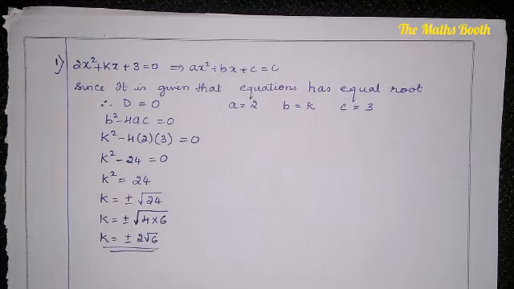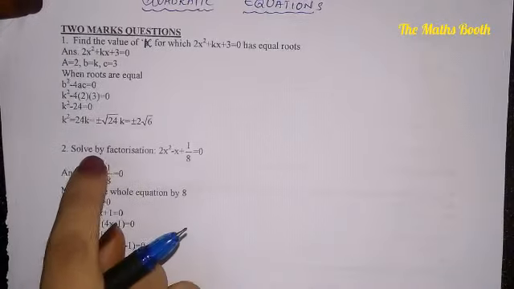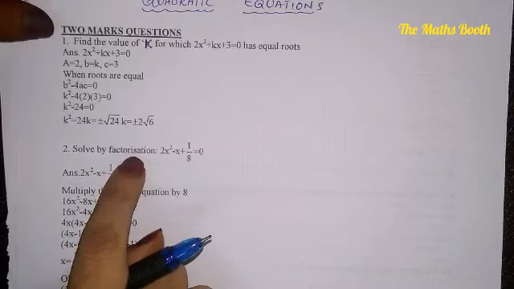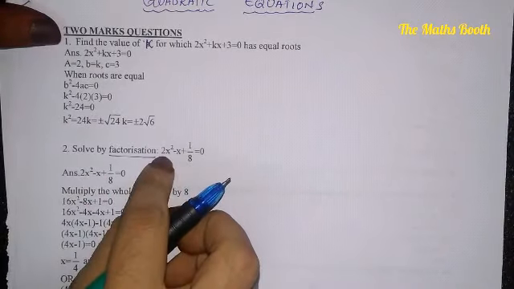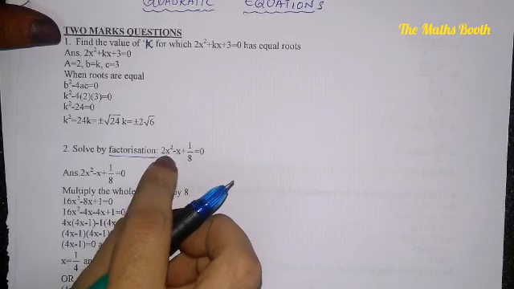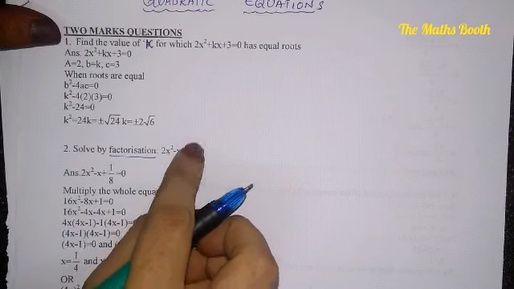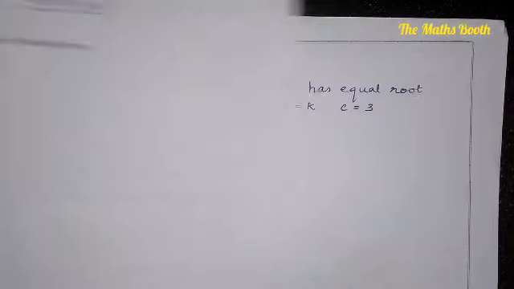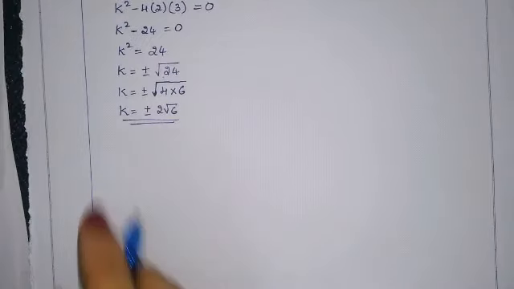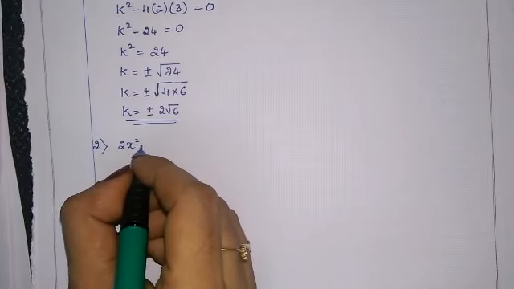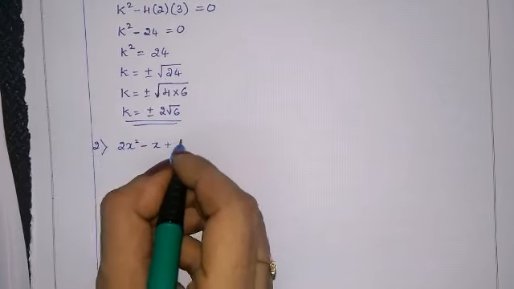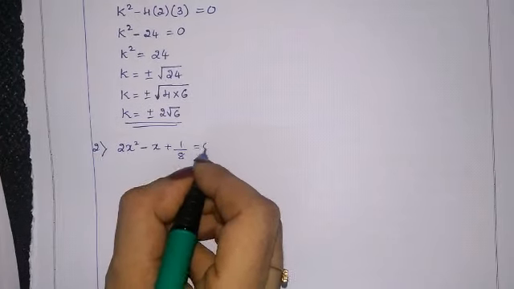Okay, let us see the second question. Solve by factorization. Here the word factorization they have given. Solve by factorization. So the equation is 2x square minus x plus 1 by 8 equal to 0.